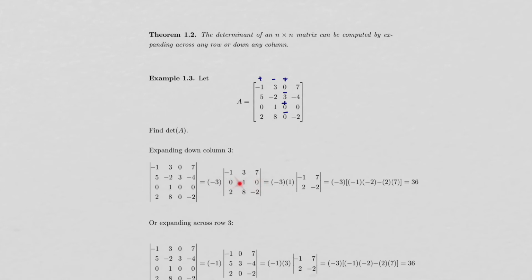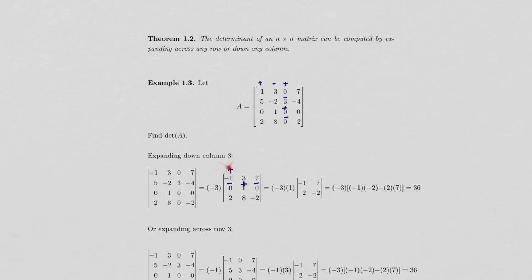Well, I need to do the pattern of signs. So that's plus, and then I want to go across row 2. So I'm just going to start from here and go down to row 2 and then go across. So positive, negative, positive, negative. And I can see the non-zero entry has a positive sign. So I'm going to do positive 1 times the 2 by 2 I get when I take out row 2 and column 2. So minus 1, 7, 2, minus 2.